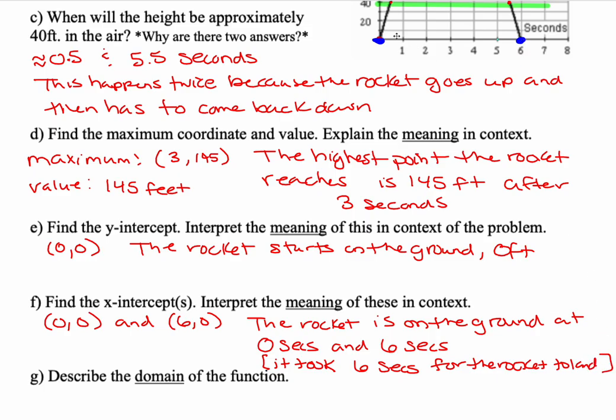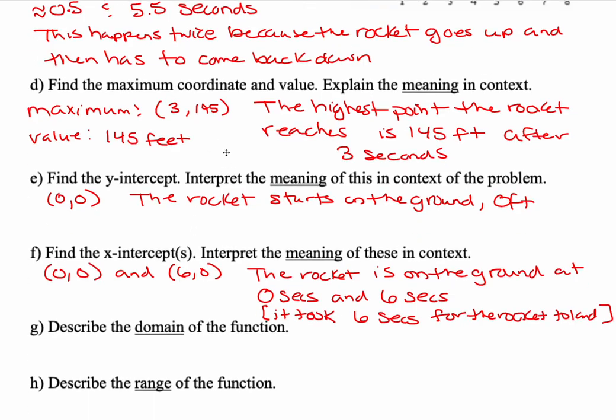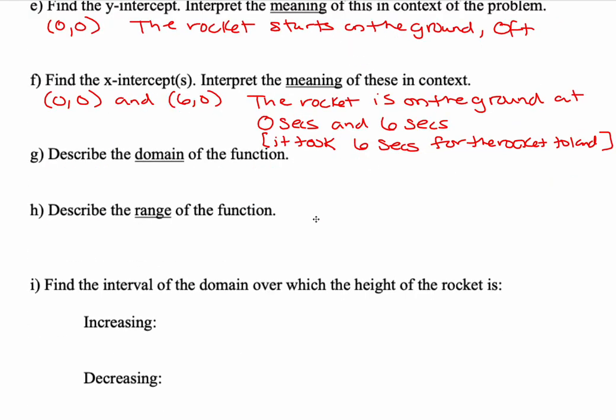Now we did not go before or underneath the x-axis, because that would be underneath the ground, and we also didn't go to the left of the y-axis, because then that would be negative seconds. So we know that in this context we can only use the first quadrant, which will help us when we describe the domain of the function. Remember that the domain is the x value, so in this case it's the seconds of the rocket.